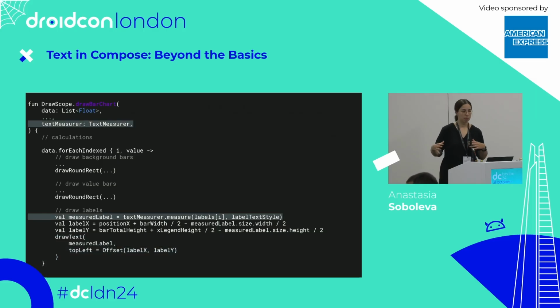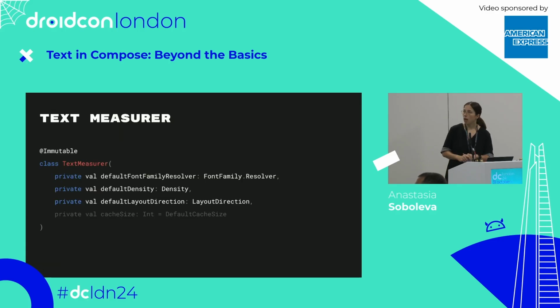We could use some lower level APIs, the one that I've mentioned before, like static layout, for example, but then you will need to do a lot of stuff manually. So for developers' convenience, we provide a class called TextMeasurer. TextMeasurer is responsible for measuring text so it's ready to be drawn. Let's explore some characteristics of it. TextMeasurer is constructed with a default font family, density, layout direction, and cache size.